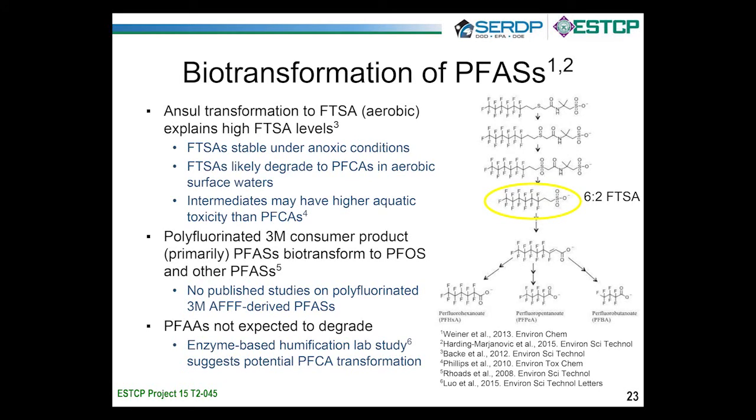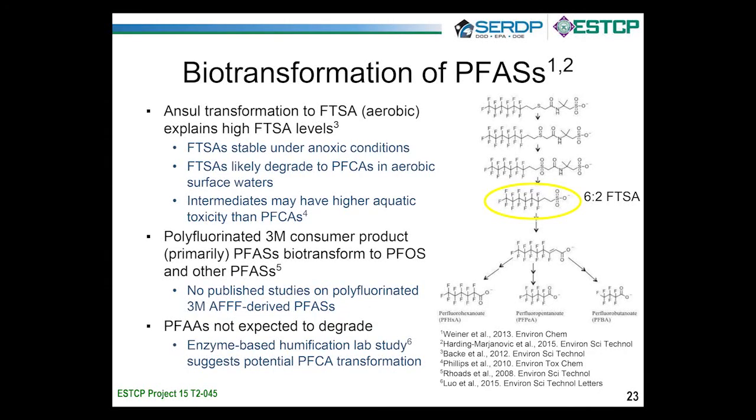And so this is an example on the right of a biotransformation pathway that's been elucidated, looking at some of these precursors that are in HFLF, forming some relatively stable intermediates. For example, the 6:2 fluorotelomer sulfonate is relatively stable under anoxic conditions, but under oxic conditions, potentially if it was released to a surface water, that can further transform to these perfluorocarboxylates. So it gets at this idea of these polyfluorinated compounds being precursors to the perfluorocarboxylates in particular.